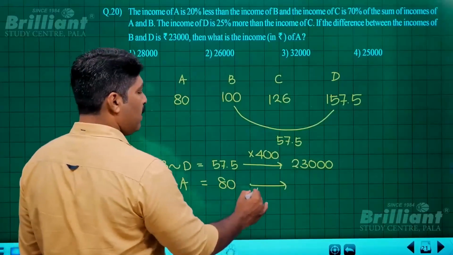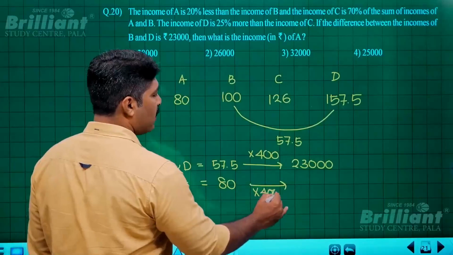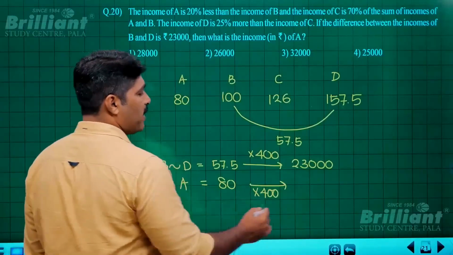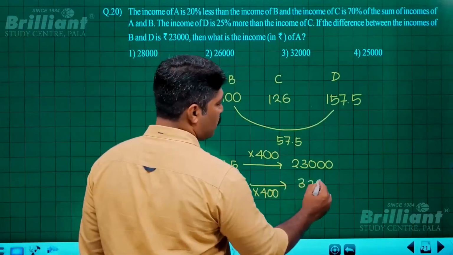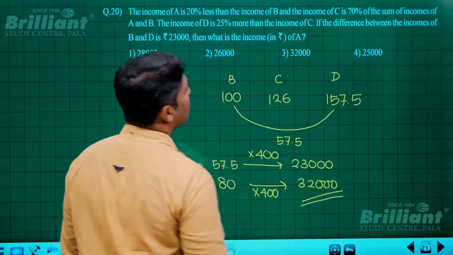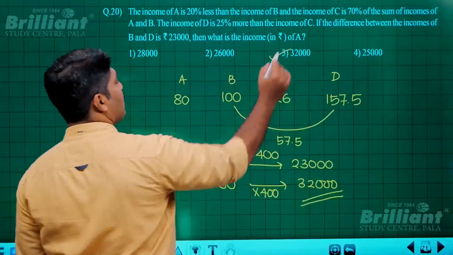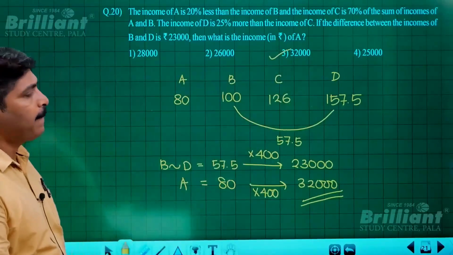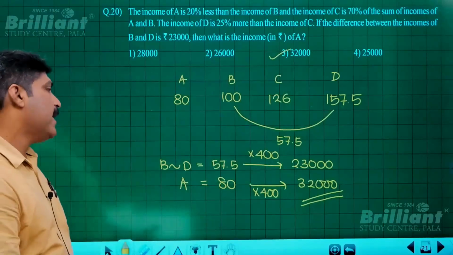So we are doing the same operation in the second step. It's a kind of unitary approach. Then what will be the value? This is 32,000. Hence the answer is option 3. Yeah. So this is the plug-in kind of approach.